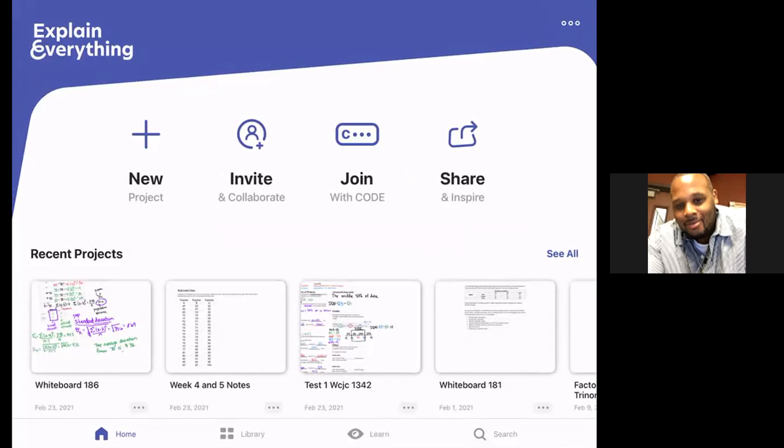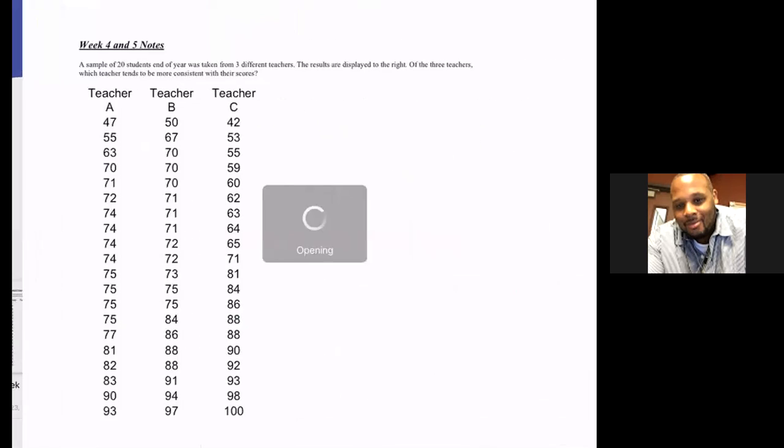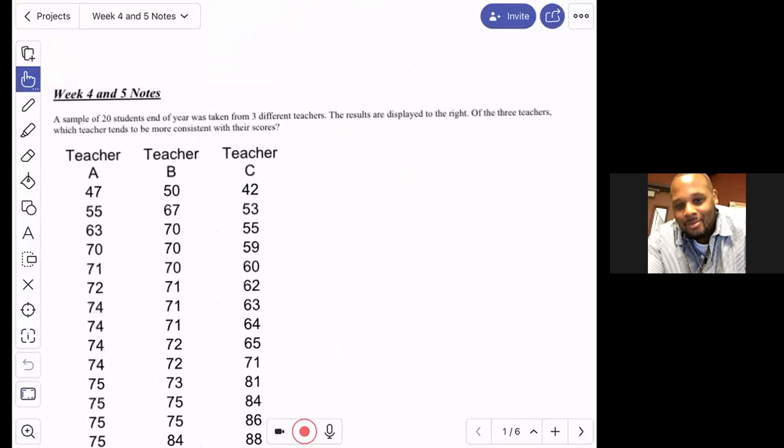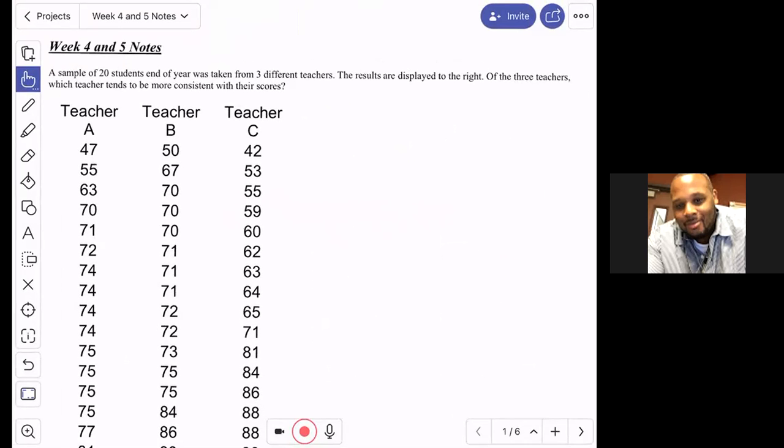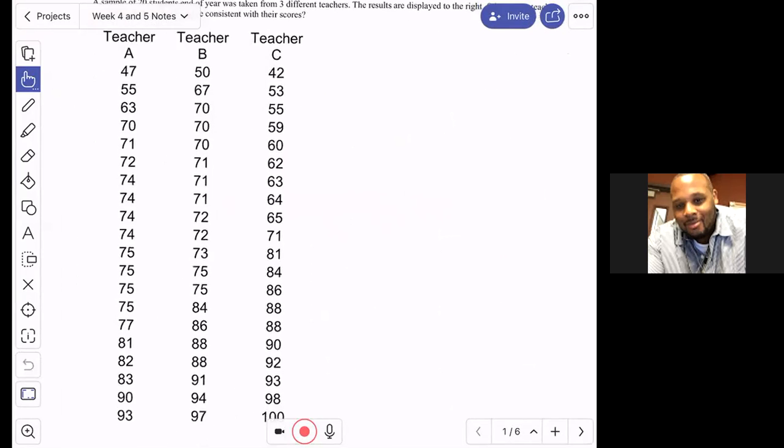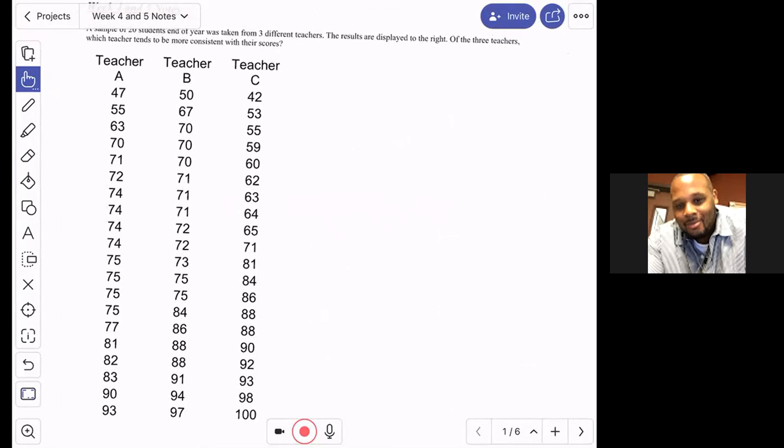And I want to look at this now. So here's what we have. It says, a sample of 20 students' end of the year scores was taken from 3 different teachers. The results are displayed to the right of the 3 teachers. Which teachers tend to be more consistent with their scores? So if you notice this, look at these right here. You have 3 different teachers, and I want to know who's more consistent.